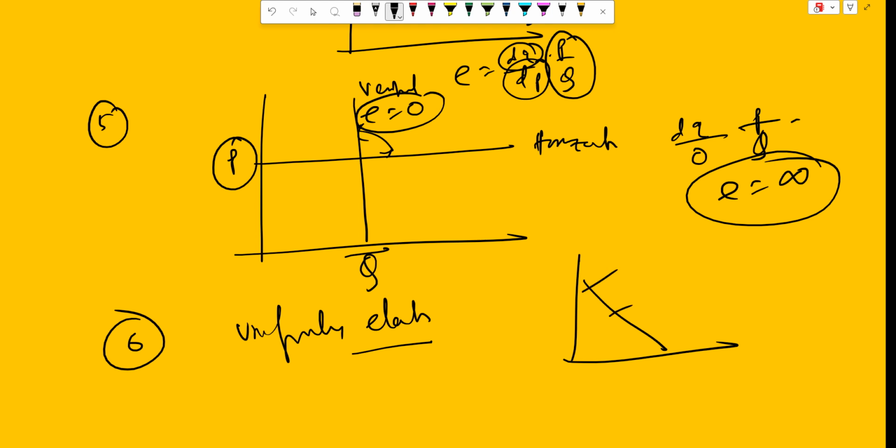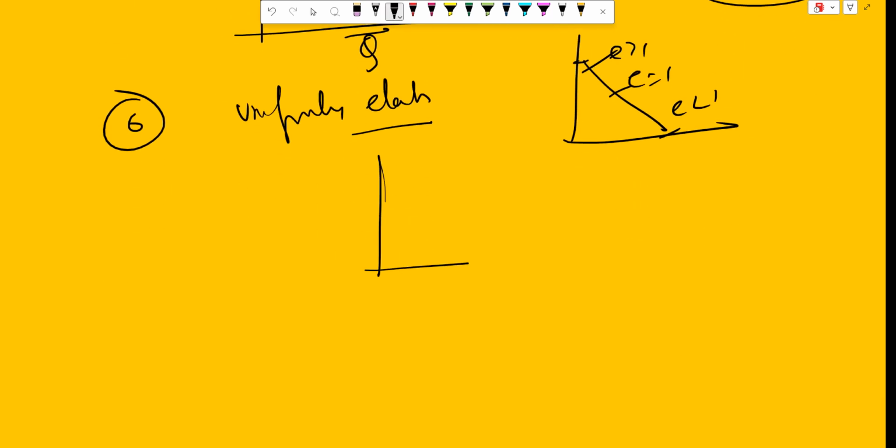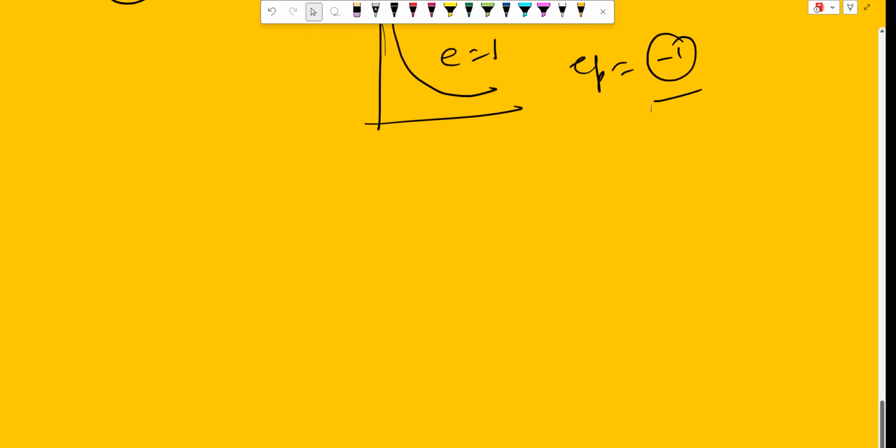Okay, this is different, this is different, this is E equal to 1, this is maybe E greater than 1, this is E less than 1, and E's value is different at every point. So it is possible that throughout this you have a demand curve where E is the same. This is the E equal to 1 curve. So Ep is equal to minus 1 every time. So these are the basic 6 scenarios of demand curve.